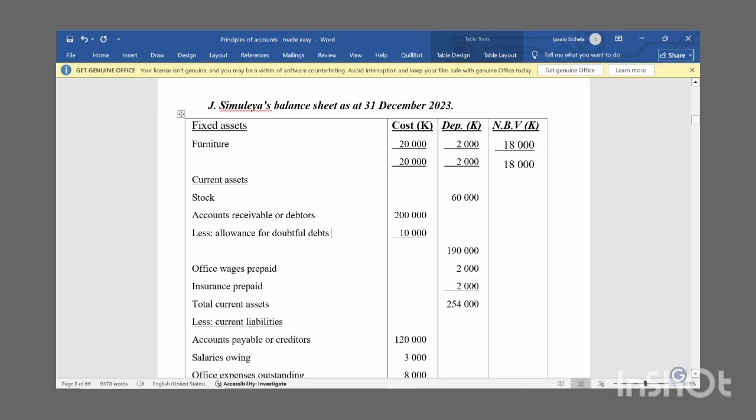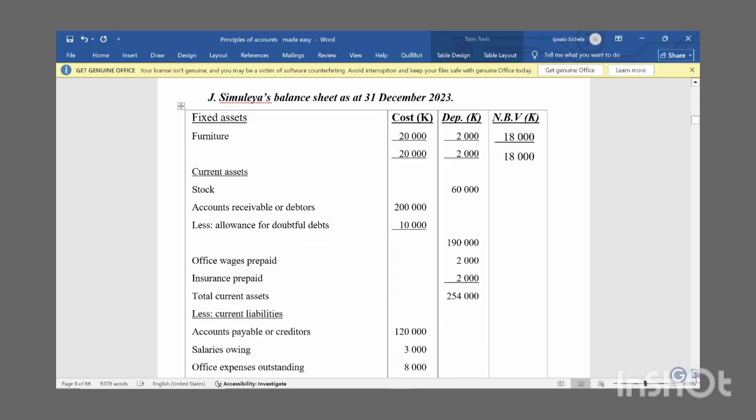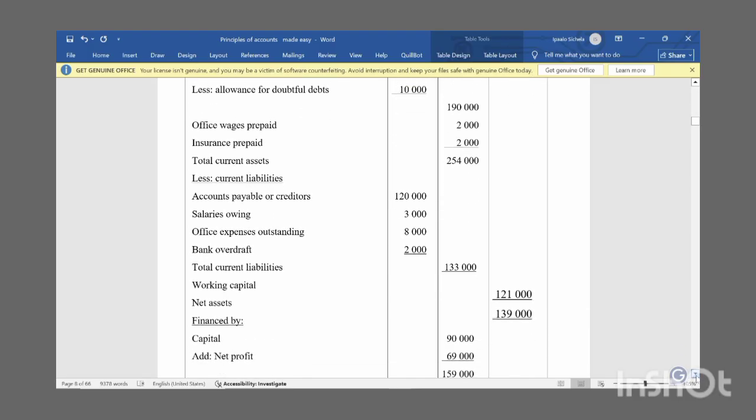Then you move on to prepaid expenses. We had office wages prepaid, which was 2,000. Insurance prepaid, which was 2,000. Then you add all the current assets to get the total current assets, which was 254,000. Then you move on. You subtract the current liabilities from the current assets.